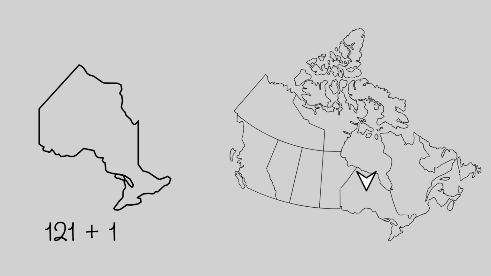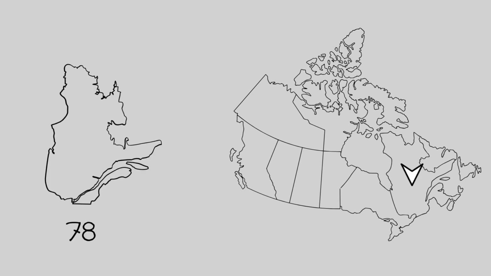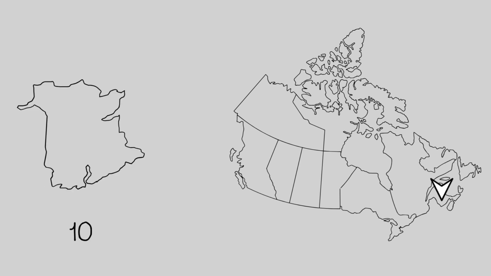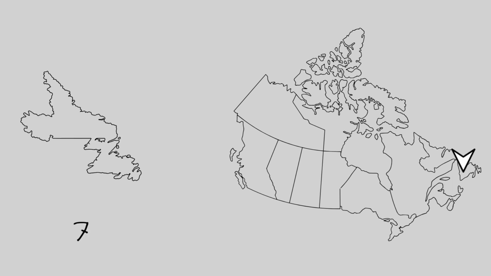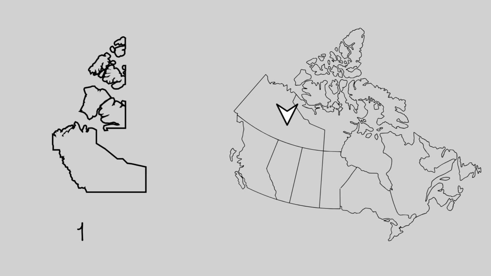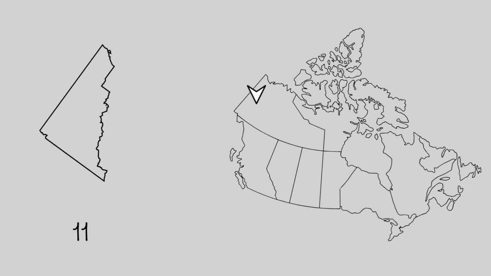Ontario has 122 seats, gaining an additional seat. Quebec has 78 seats. Prince Edward Island has 4 seats. New Brunswick has 10 seats. Newfoundland and Labrador have 7 seats. Nova Scotia has 11 seats. Nunavut has 1 seat, Northwest Territories have 1 seat, and Yukon has 1 seat.